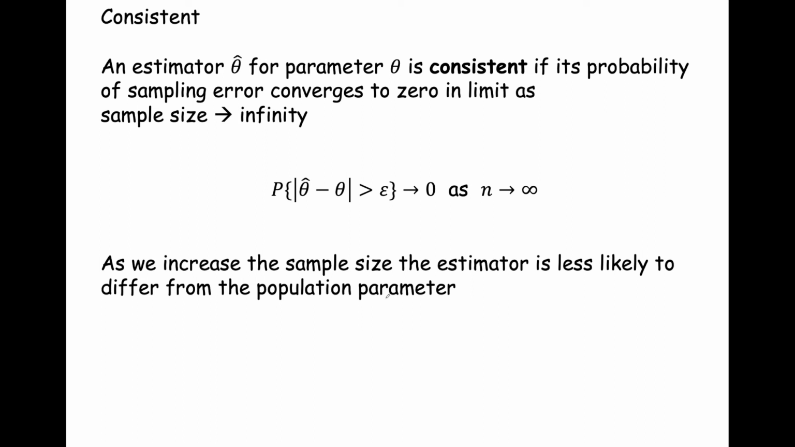So as the sample size gets bigger and bigger, the difference between the statistic, the estimator theta hat, and the unknown ground truth parameter theta is 0. Said mathematically, the probability of the absolute difference between theta hat and theta exceeding some threshold epsilon goes to 0 as n, the sample size, approaches infinity. So what this means is, as we increase the sample size, the estimator is less likely to differ from the population parameter.